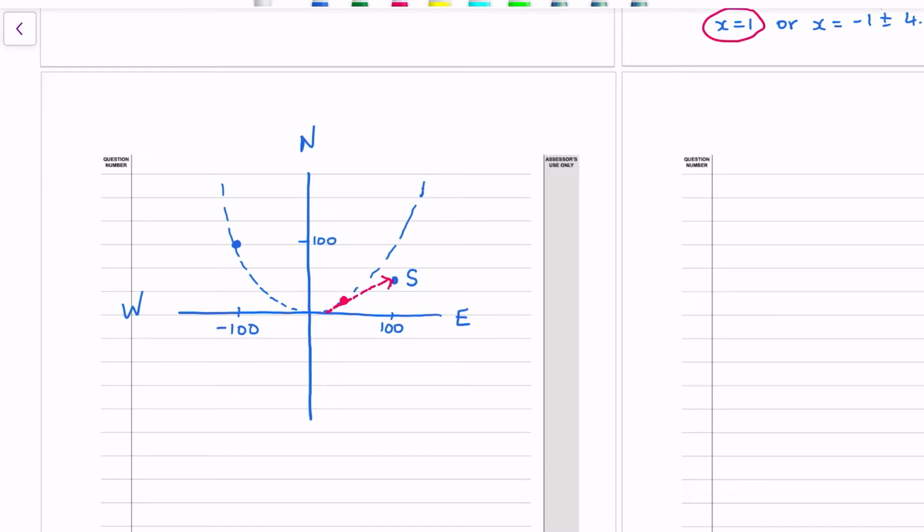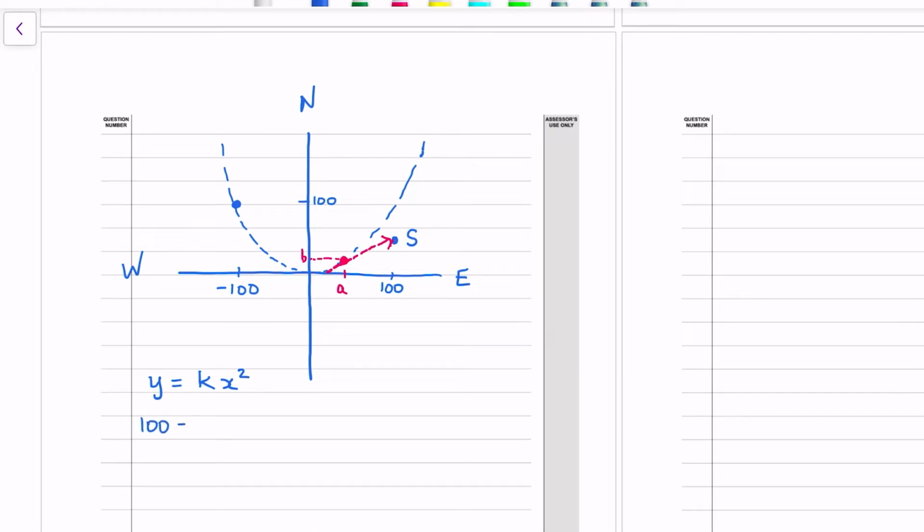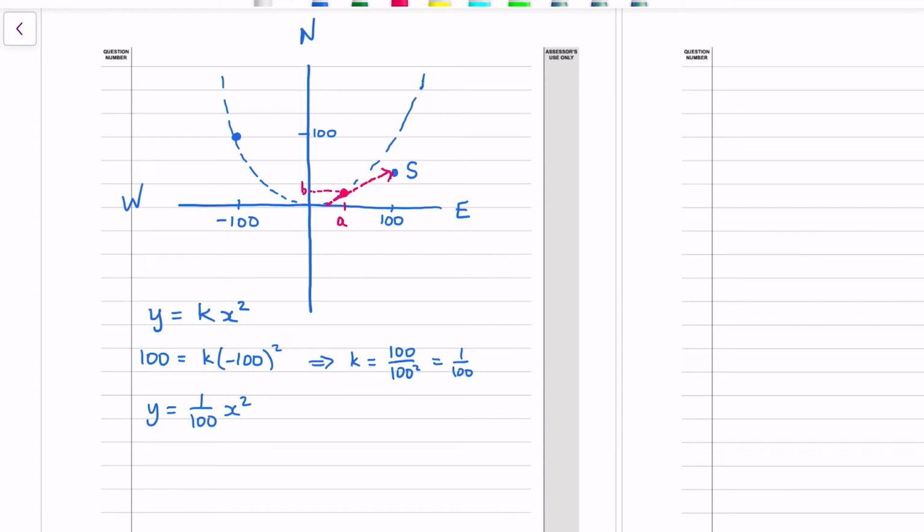Okay, we don't know that point, because that's what the question's trying to get us to find. So I'll call it the unknown point. I can find the equation of the parabola easily, because it's at the origin, so it's just y equals kx squared. I can substitute in y equals 100 when x is negative 100, and that gives me a k value of 100 over 100 squared, or 1 over 100. So my parabola is y equals 1 over 100 x squared. And that means the car is at the point a, 1 over 100 a squared. I don't need another letter b because I know that it's on the parabola.